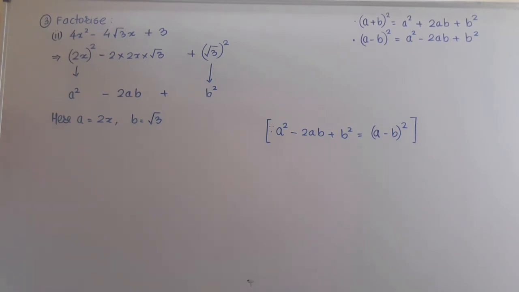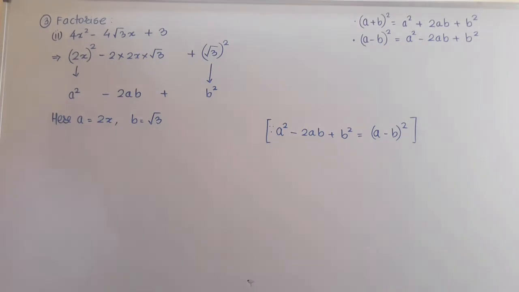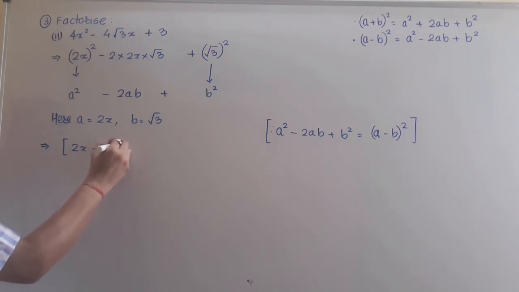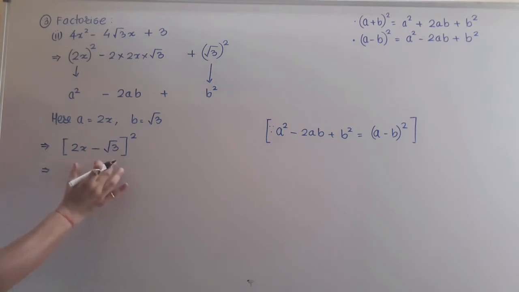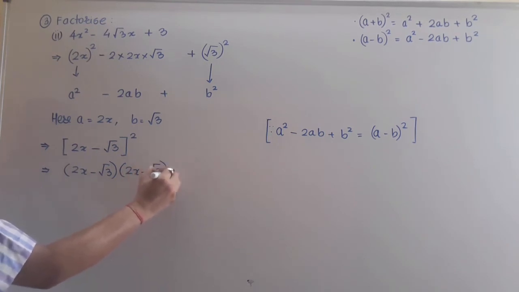So see, I have arranged my term in the form of a square minus 2ab plus b square, and if it is arranged in this form I can write down a minus b the whole square. So write down in the form of a minus b the whole square. So what is the value of a? I have 2x, minus b, that is under root of 3, and then whole power 2, right? So since I got this term having power 2, I will write down this term 2 times. So this will be 2x minus under root of 3, again 2x minus under root of 3. Okay, this is your answer.